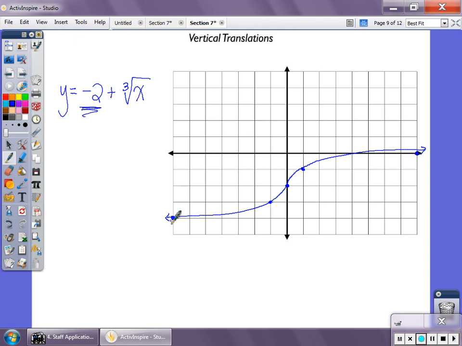Again, domain and range remain unchanged. Okay, we're still going all the way left, we're still going all the way right, we're still going all the way down, we're still going all the way up. And so our domain is still negative infinity to positive infinity, and our range is still negative infinity to positive infinity.